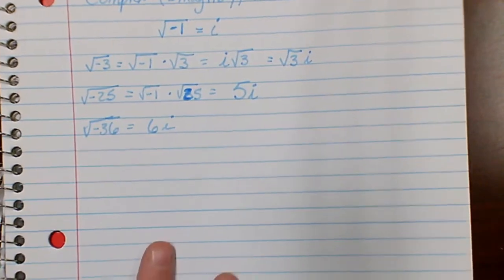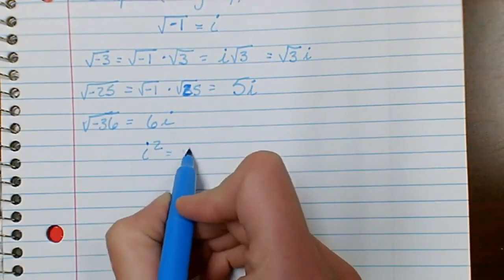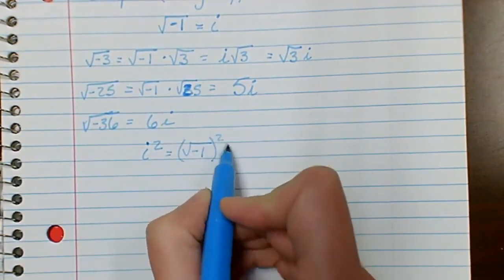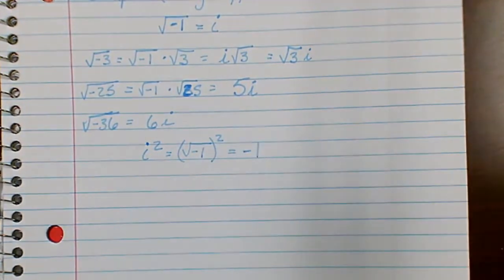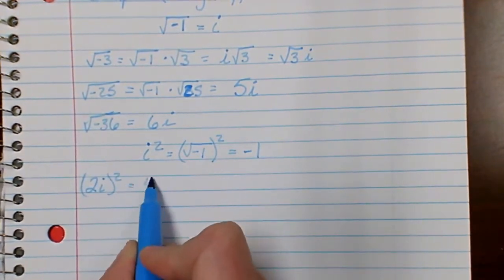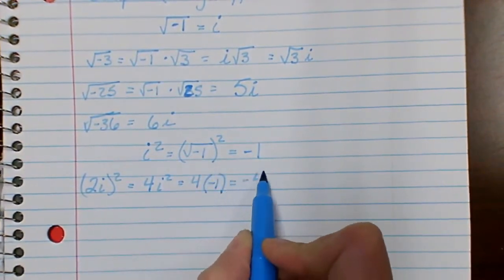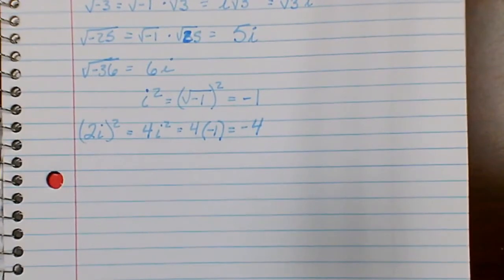And then another one we have to look at is i squared. If we square i, well, i is the square root of negative 1, if we square that, we get the value of negative 1. So if we have 2i squared, that will be 4i squared, but i squared is negative 1, which in fact would make this negative 4. So that's another one you have to watch out for, is the i squared, especially when you're multiplying complex numbers together.